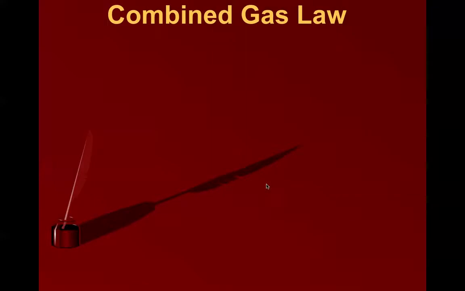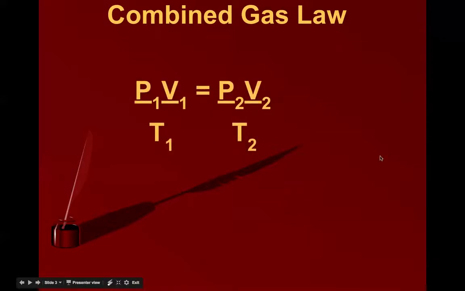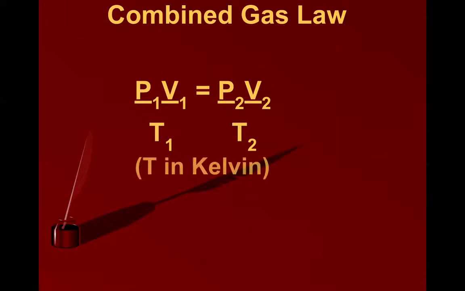So now that we know that, let's move forward and talk about the combined gas law. So far we've only been changing two variables at a time. And if all three are changing, we're going to need one equation to unite them all. It looks like this. P1V1 over T1 equals P2V2 over T2. And the temperature, of course, must be in Kelvin.